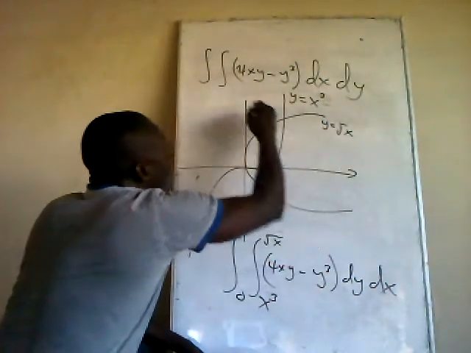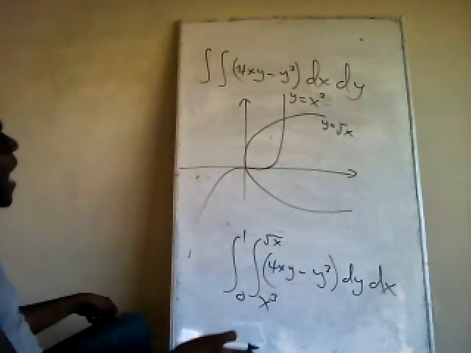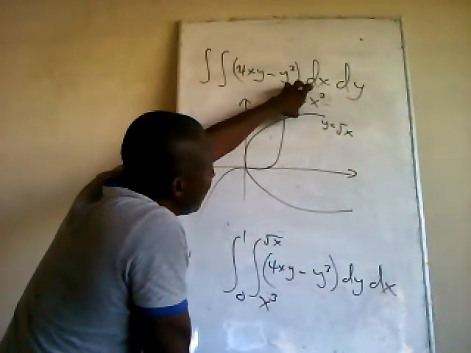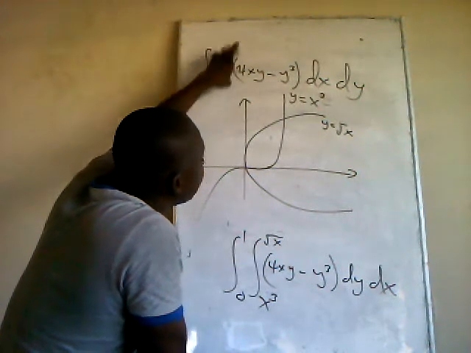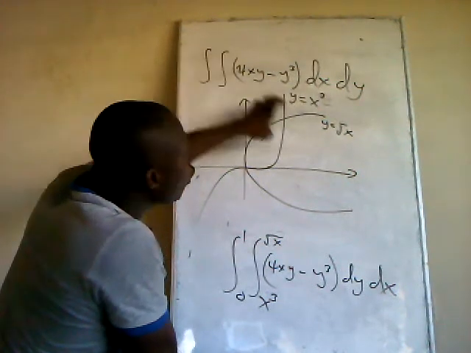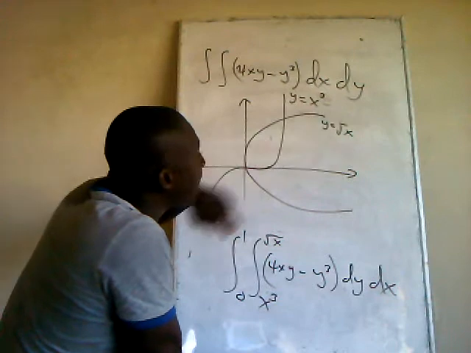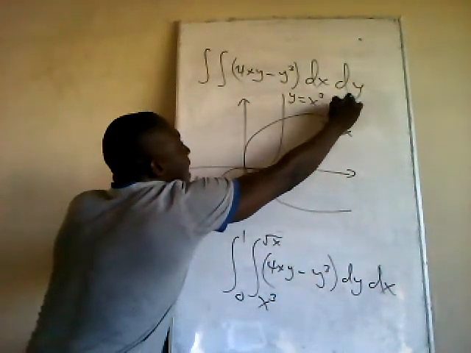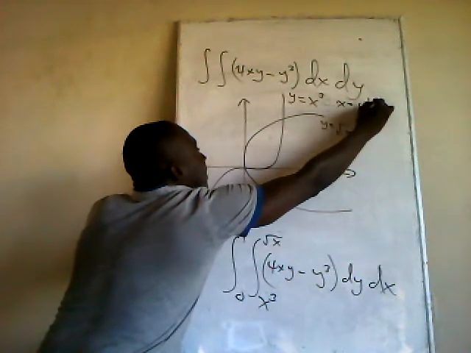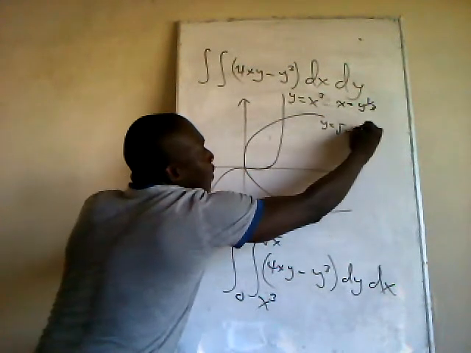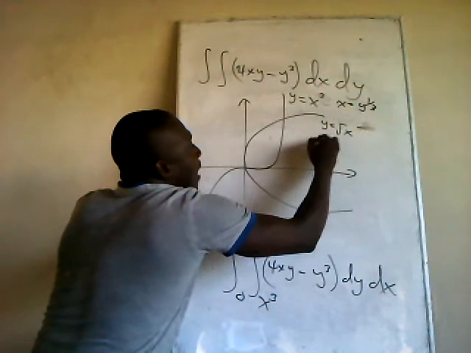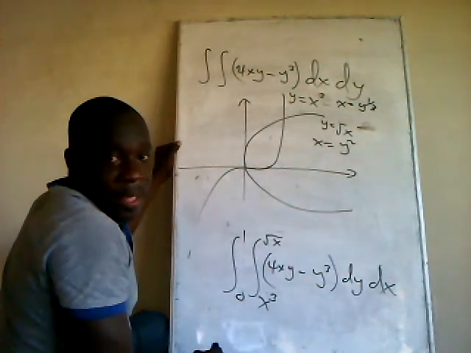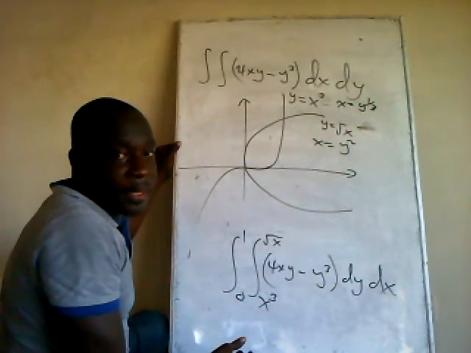Now, because I want to first integrate with respect to x, whatever I'm putting here must be functions of what? Of y. So quickly, I make x the subject in the two equations. So this is equivalent to saying x is equal to y to the power 1/10. And this is equivalent to saying x is equal to y squared. I hope you follow. Just making x the subject, right?